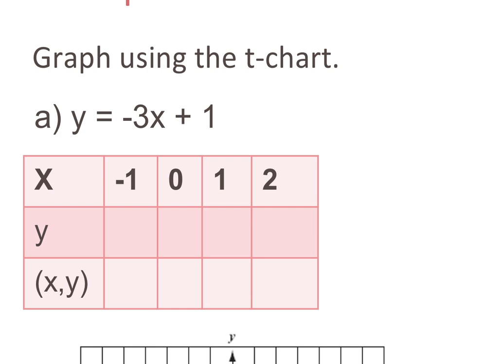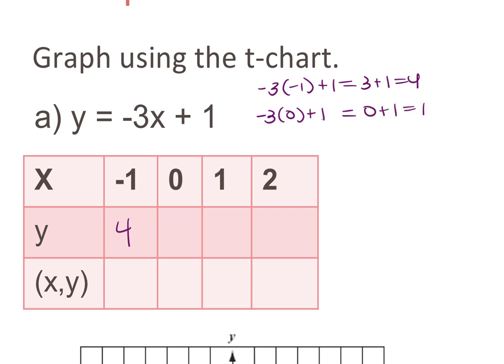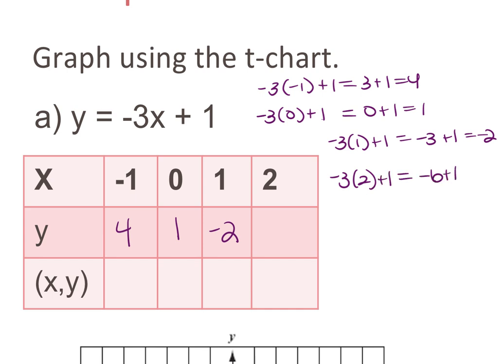So even though I could use my y-intercept and my slope to graph this, I'm going to use the t-chart. So negative 3 times negative 1 plus 1 is 3 plus 1, which is 4. Negative 3 times 0 plus 1, 0 plus 1, which is 1. Negative 3 times 1 plus 1, negative 3 plus 1, negative 2. Negative 3 times 2 plus 1, negative 6 plus 1, negative 5. And then that bottom row is just the coordinate point formed by those.